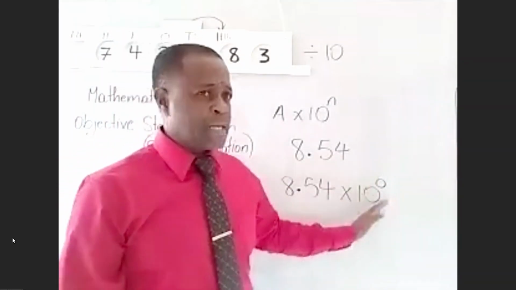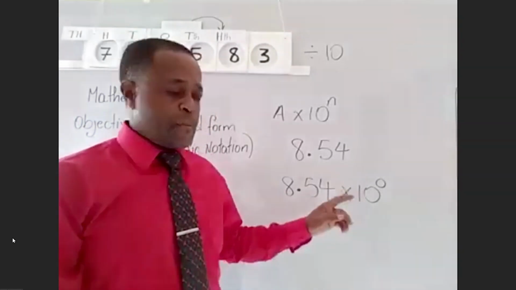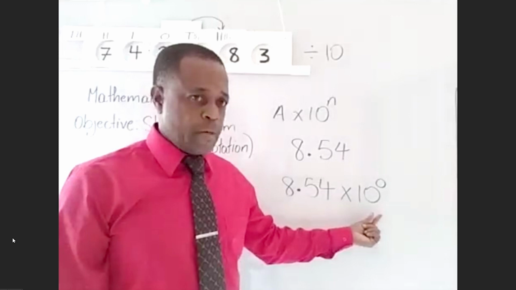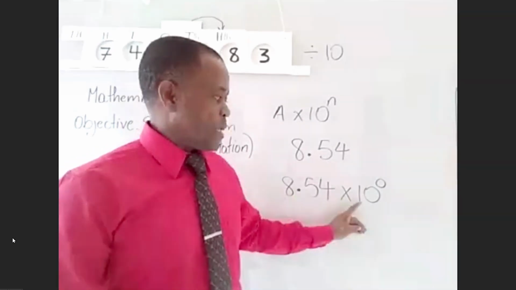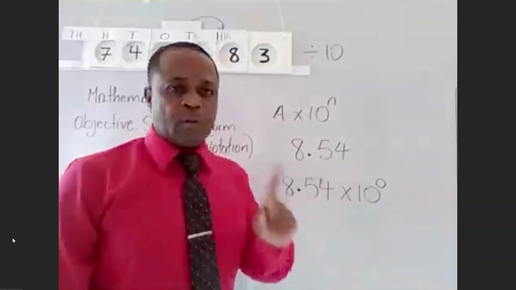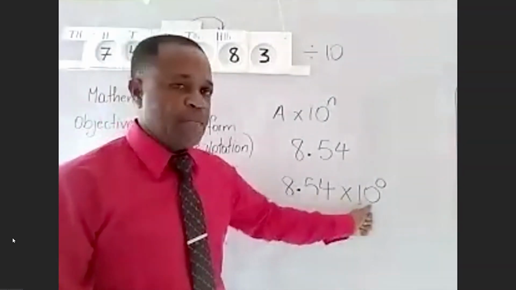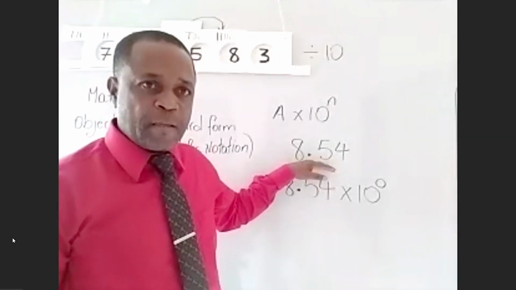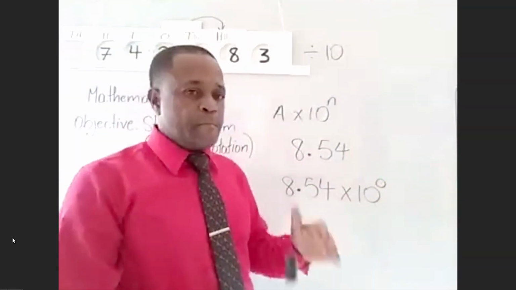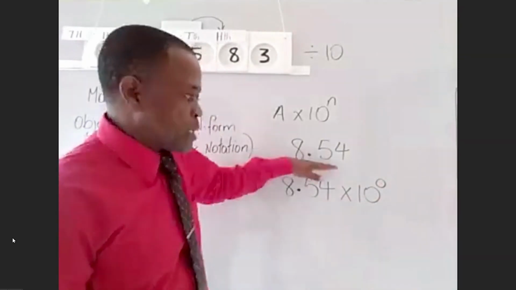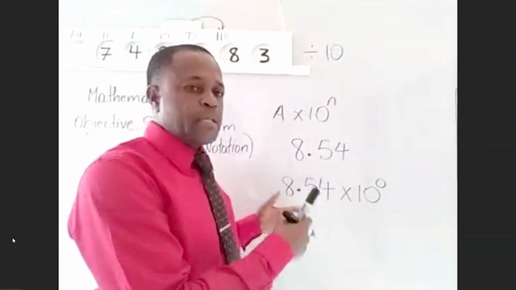Now, if we go back to laws of indices, we looked at laws of indices in the last class. Remember, we say that any number, except for 0, raised to the power of 0 is equal to 1. Therefore, this here is like 8.54 times 1, which is the same thing as 8.54. And please remember, 1 is your multiplicative identity. When you use 1 to multiply a number, you get back the number. It won't change anything whatsoever. So this number that we have here is also the same number that is down here, but now we just write it in standard form.